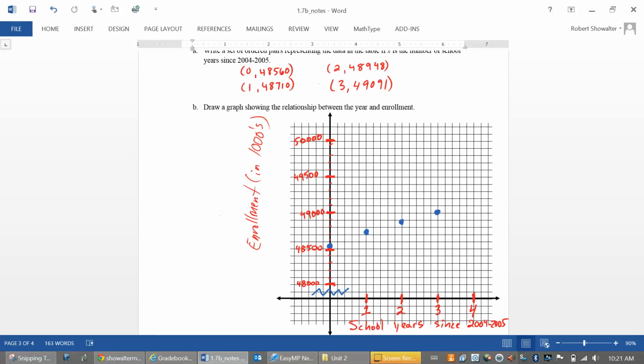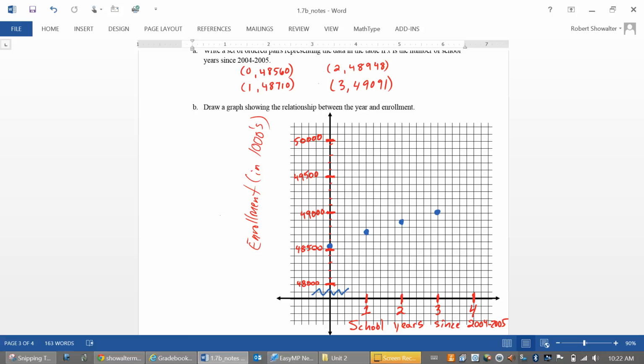Okay, on this page, if you got to it, it says write ordered pairs to represent where X is the years, school year since 04-05. Okay, if we're talking about the school year since 04-05, 04-05 will then be 0 because it is 0 years. 04-05 is 0 years since 04-05. Then 05-06 is 1 year after that, so that becomes 1, and then 2, and then 3. So we get ordered pairs 0, 1, 2, 3.